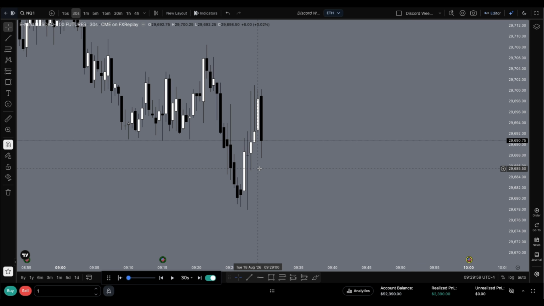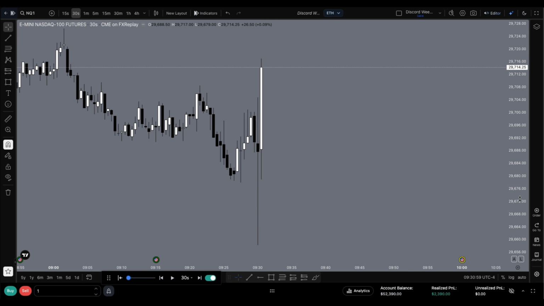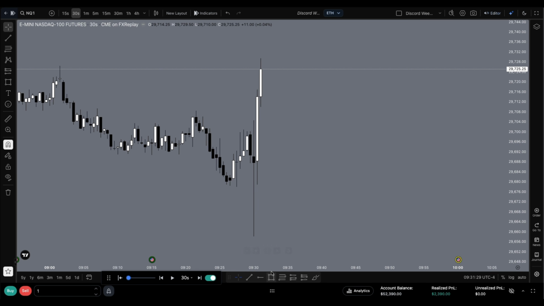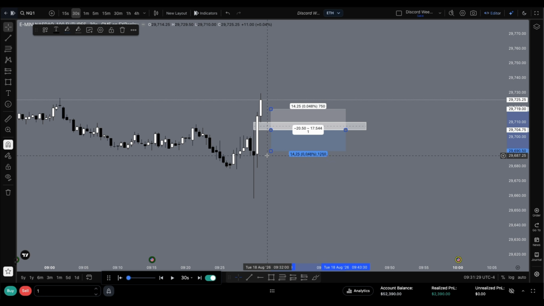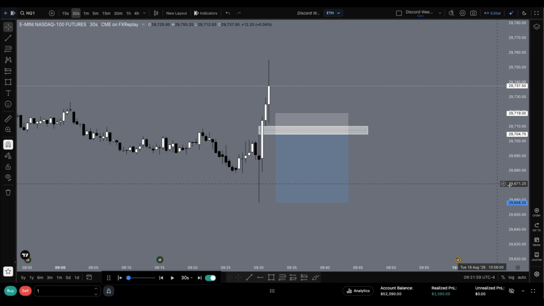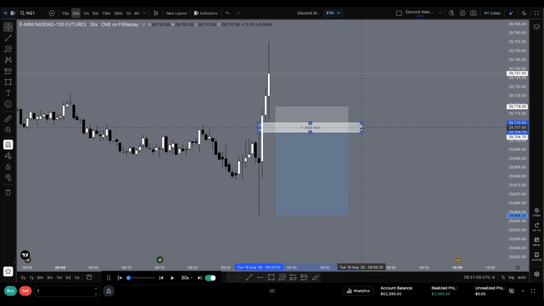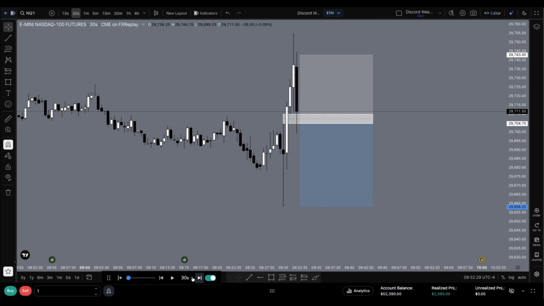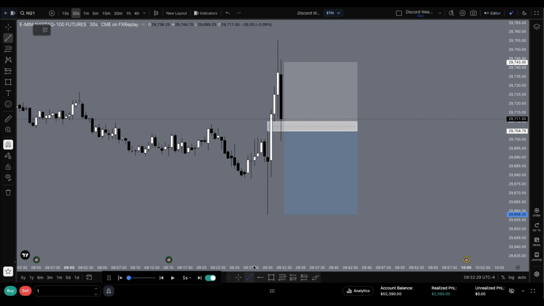Okay, so this is our 930 high, this is our 930 low. We take out the high, we create this gap here. How many points away? 46. Okay, so that's some very good displacement. Here's our 930 low.